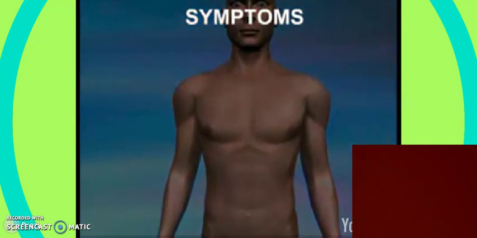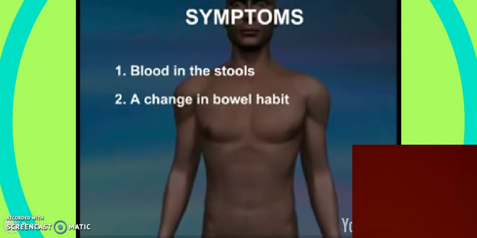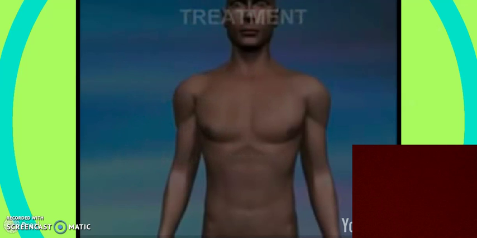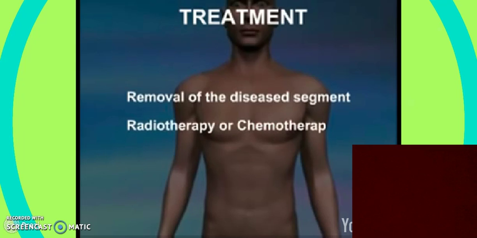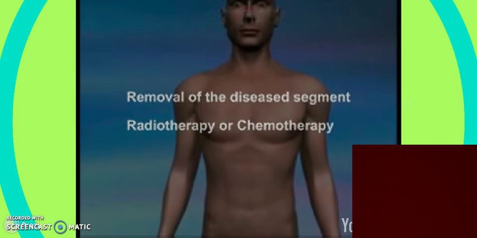Symptoms of colon cancer are blood in the stools, a change in bowel habits resulting in either more constipation or diarrhea than normal, abdominal pain, and unintended weight loss. Treatment. Treatment varies depending on the stage of the disease. Some patients will need surgery to remove the diseased segment of the bowel, followed by radiotherapy or chemotherapy.